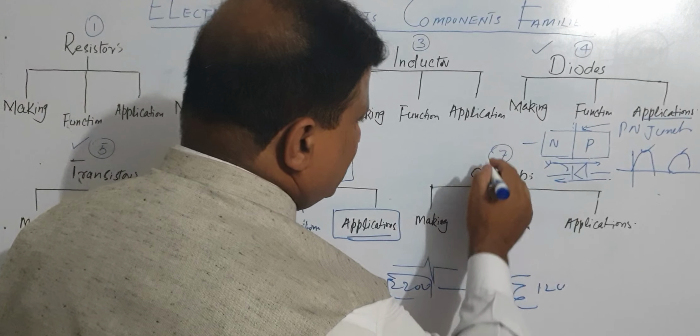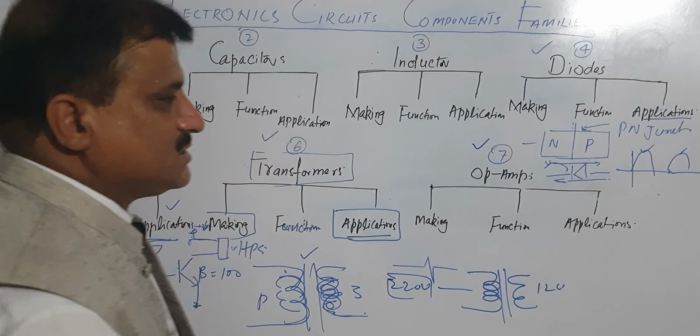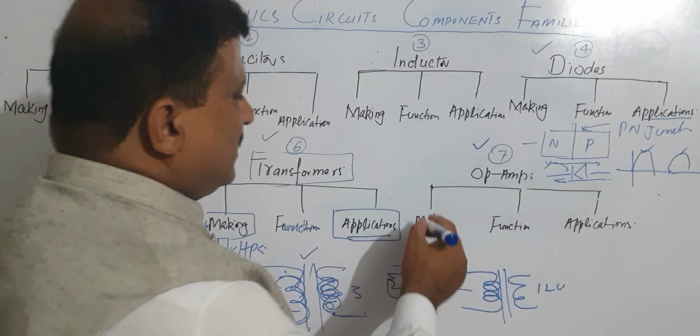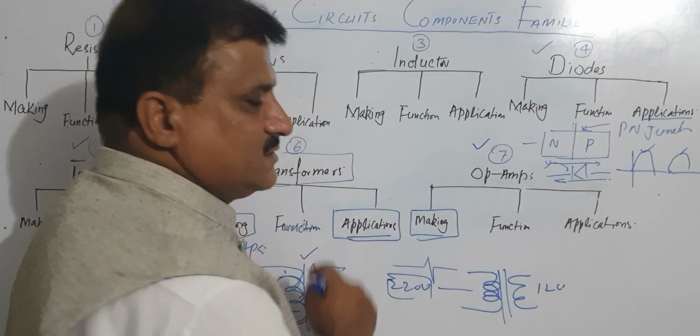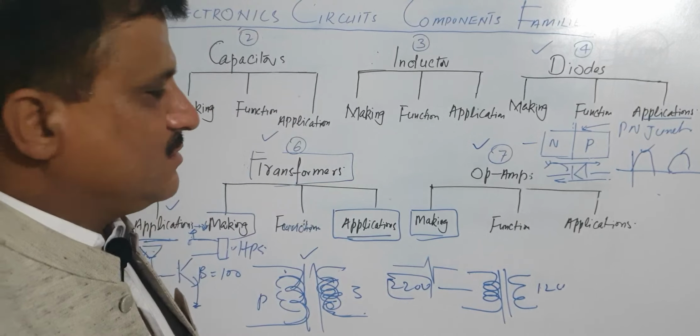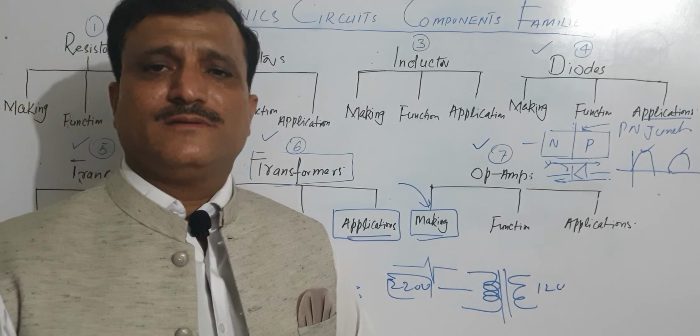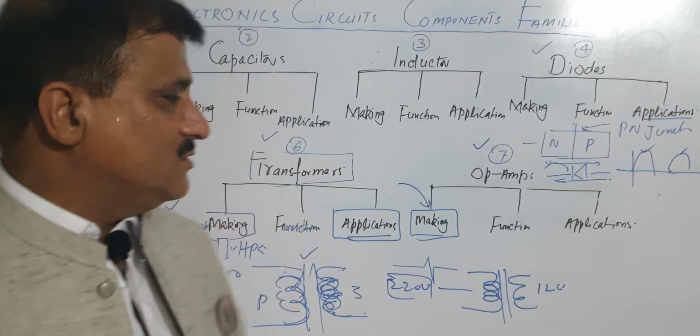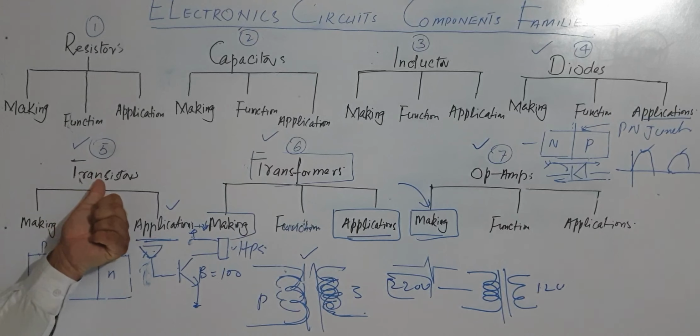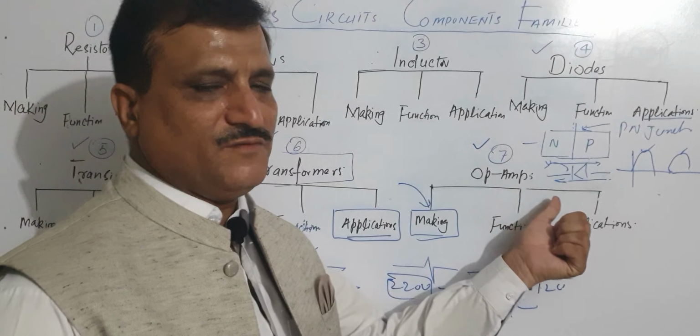Now the last component I am going to explain is the operational amplifier. The making of the operational amplifier, as I told you, is a very huge subject, so I will not be able to explain it here, because in one operational amplifier there are 27 transistors. When we use 27 transistors, we can make one operational amplifier.